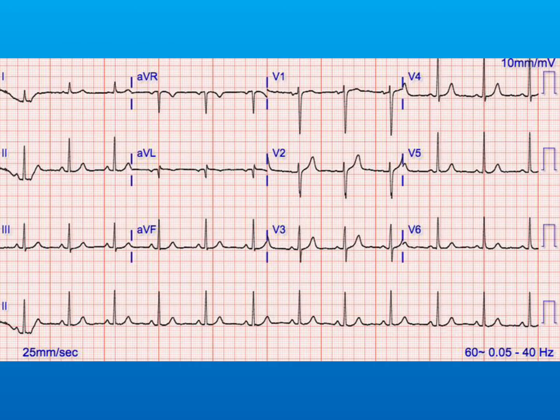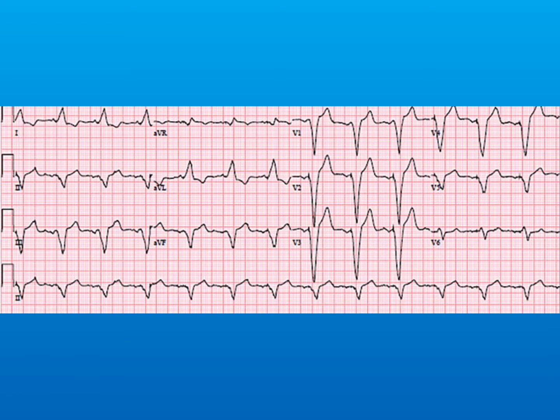The first thing we're going to do is use a shortcut to say whether the axis is normal or not. If the QRS complexes are positive in lead 1 at 0 degrees and in AVF, which is at 90 degrees, then we can say that the axis is normal. This is because a normal axis is between 90 and -30. More than 90 and we would have had right axis deviation, more than -30 and we would have had left axis deviation. In this example, AVF is negative, so unfortunately we can't use that method.